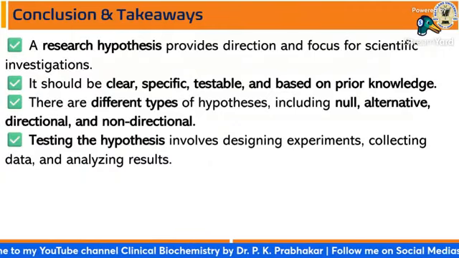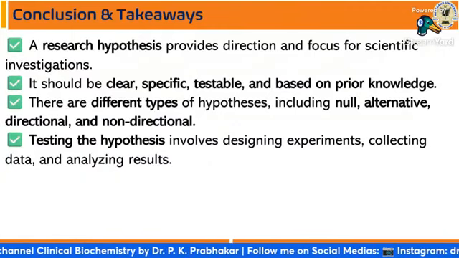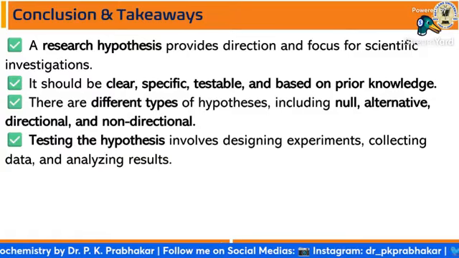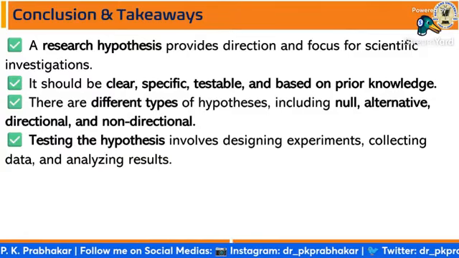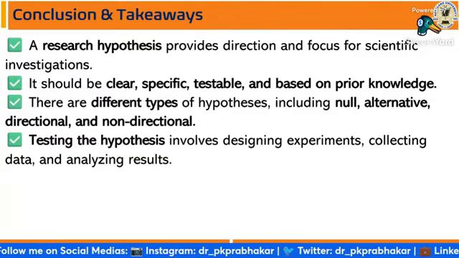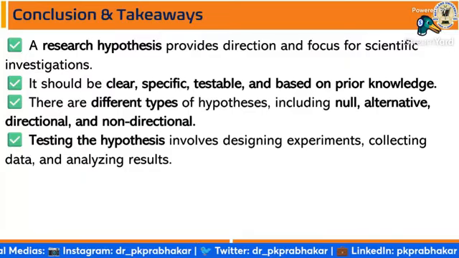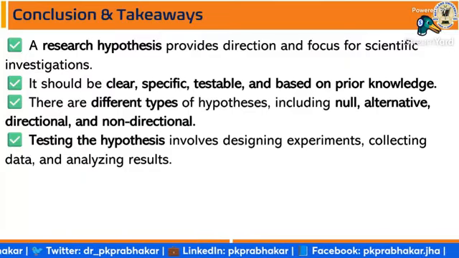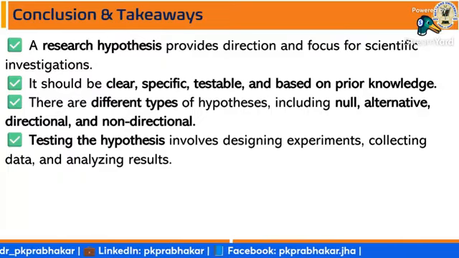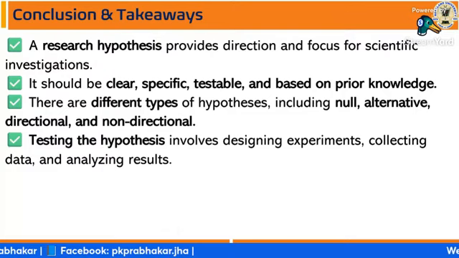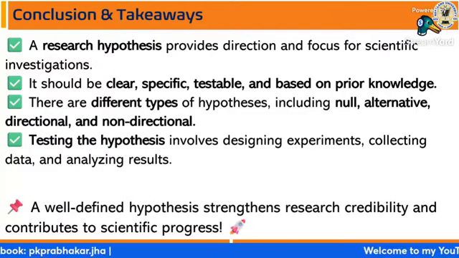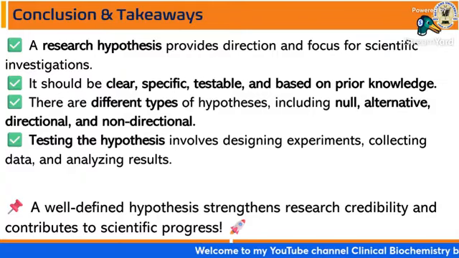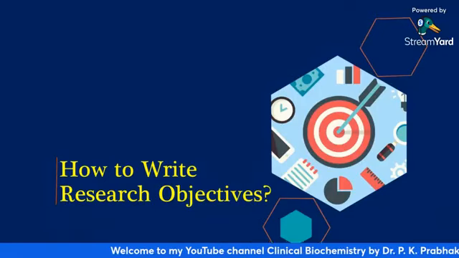So a research hypothesis provides the direction and focus for a specific investigation. It should be very clear, specific, testable, and measurable. Testable means measurable based on prior knowledge. There are different types of hypotheses: we have already seen null, alternative, directional, and non-directional. These hypotheses are tested through different experimental data, with results analyzed through statistical and non-statistical tools. A well-defined research hypothesis strengthens the research credibility and contributes to a specific problem.